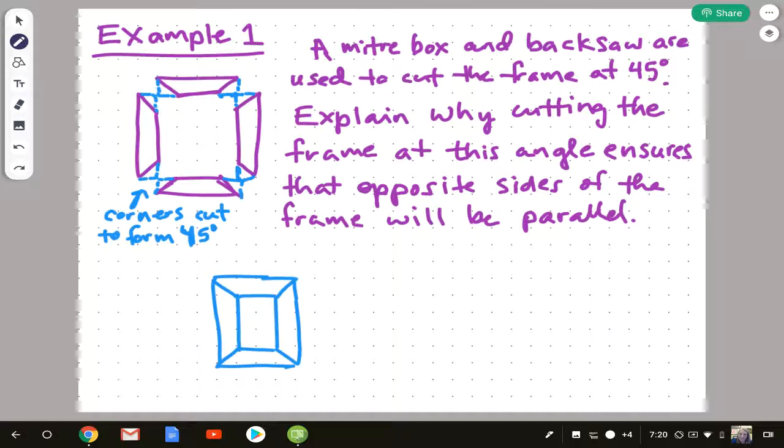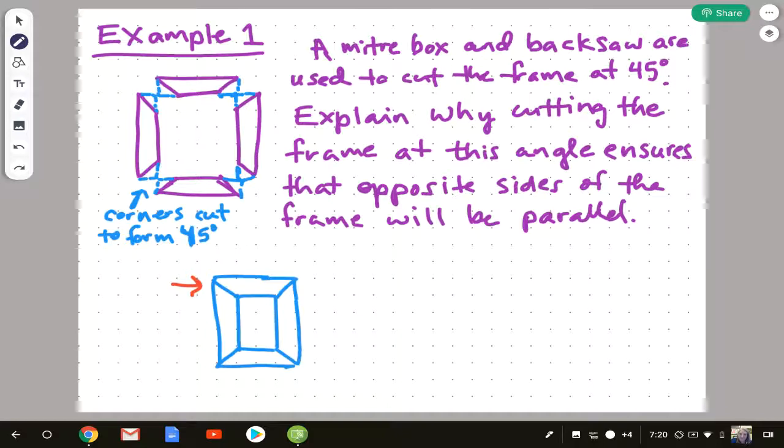So I drew in with blue what the boards would have looked like before they cut the angle off, and I'm sure my angles aren't exactly 45 degrees. But when they cut those off and put the opposite direction angles together, they end up forming a corner like this. And since we want a frame to be a rectangle in this case, we want 90-degree angles at the corners. So if I put together two 45-degree angles, it will make a 90-degree angle, and so they would fit together well.